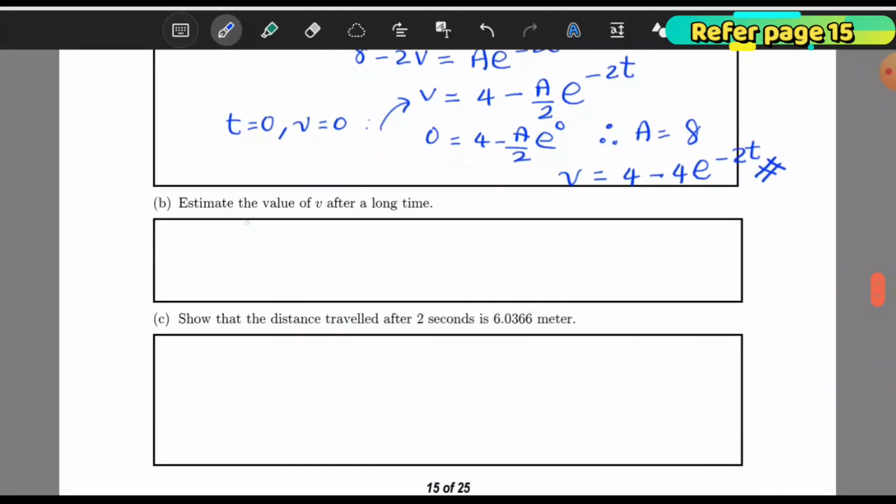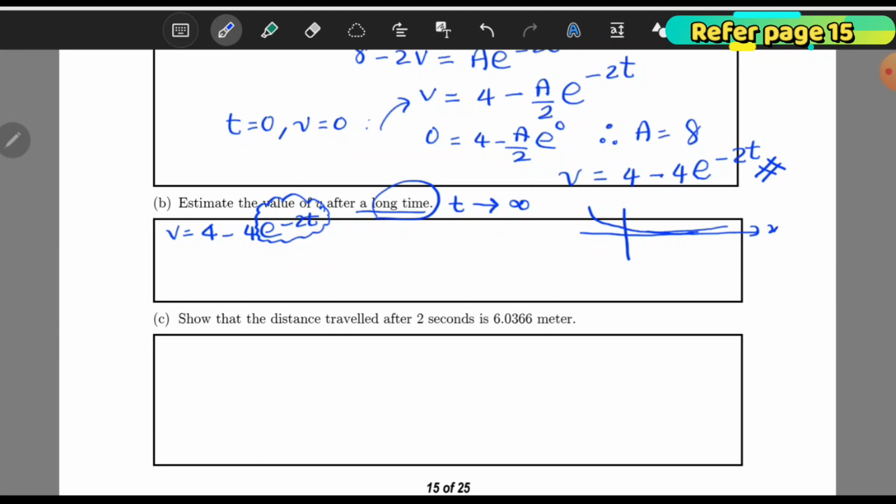Next one is estimate the value of v after a long time. The word long time here means that your t approaches infinity, a very long time. So we have v is 4 minus 4 e to the negative 2t. If you try to recall the exponent function here, e to the negative 2t, the graph of e to the negative 2t is like this.